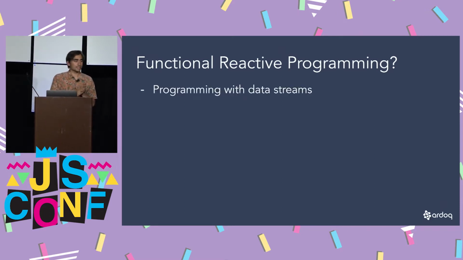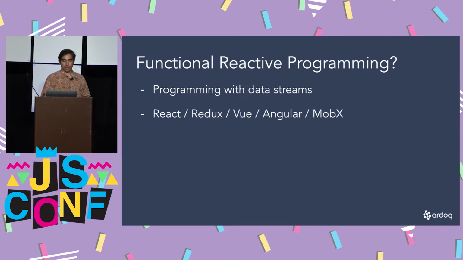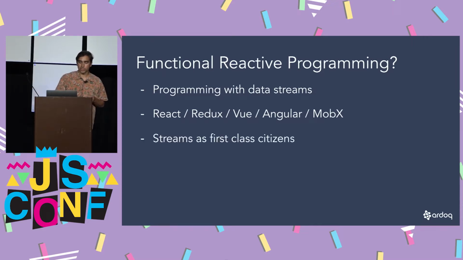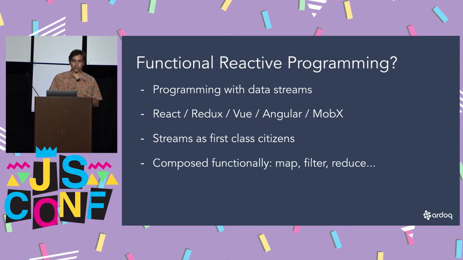essentially reactive programming is programming with data streams. So streams that emit data over time. And if you look at the modern JavaScript libraries that most of us use, actually a lot of them embody some of the principles of reactive programming. So in Redux and NGRX, for example, you have the store, which emits the application state over time. So that is essentially a stream, right? What we do in reactive programming, though, is we elevate streams, and we treat them as first-class citizens. And the functional part comes from the fact that we compose them functionally. So we map them, filter, and reduce.